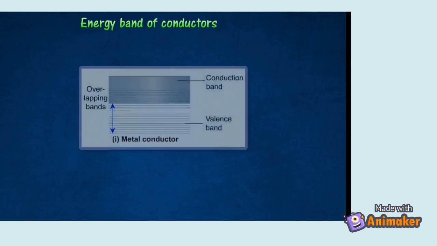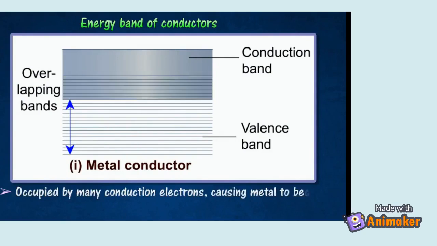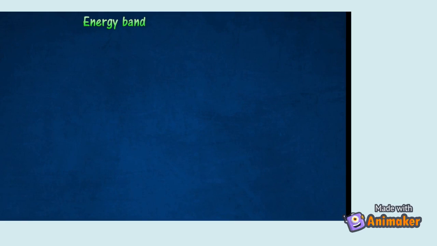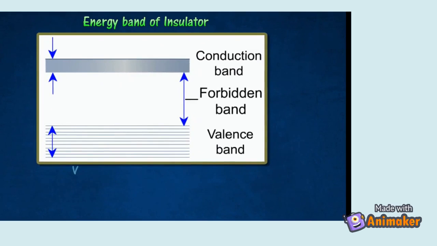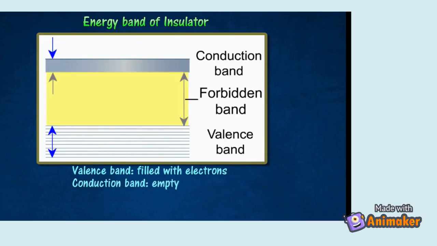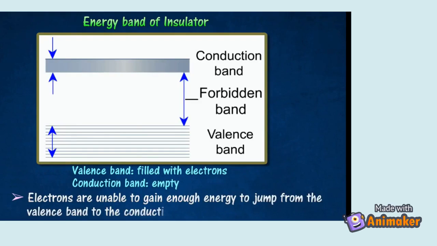In some metals, the conduction band and the valence band may overlap. Thus, the conduction band is occupied by many conduction electrons, causing these metals to become good conductors of electricity. In insulators, the conduction band and the valence band are separated by a band gap called the forbidden gap. For an insulating material, the valence band is completely filled with electrons, which are tightly bound to the atoms, but the conduction band is empty. The 2 energy bands are separated by a very wide forbidden gap. Therefore, the electrons are unable to gain enough energy to jump from the valence band to the conduction band.